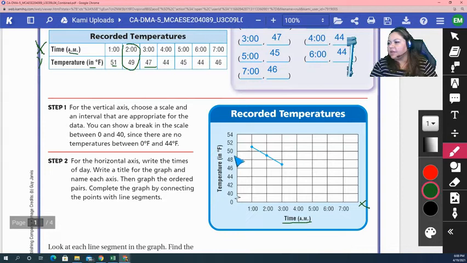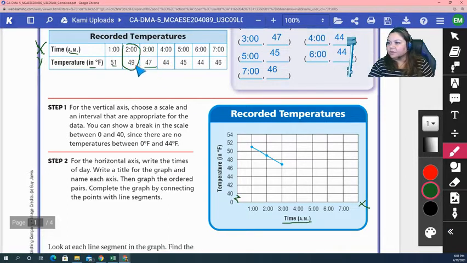Now we need to notice how they wrote the temperature. Our highest here is 51, so we have to go up to 51, and our smallest one is 44. So what they did here, they wrote a break. So we can show a break, and they put this symbol here to show the break. That means because we don't have any data for those numbers, we just put a break to symbolize that. And then it starts at 40.